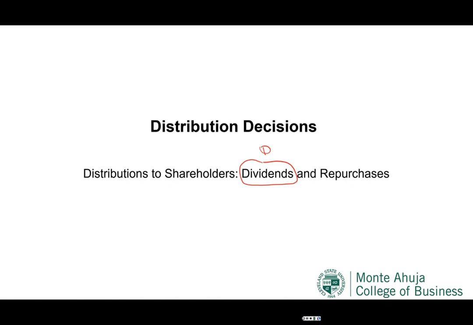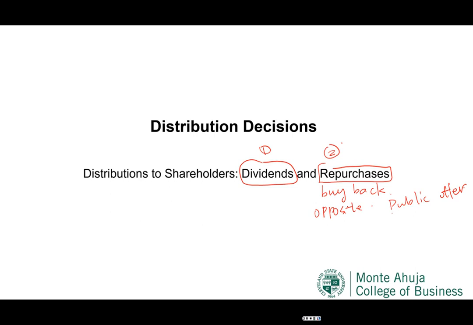Okay, so the other form of distribution to shareholders is called repurchases. This is where firms pay shareholders to purchase back the firm's shares. It's also called buybacks, buying back the firm's own shares. It's the opposite of a public offering.